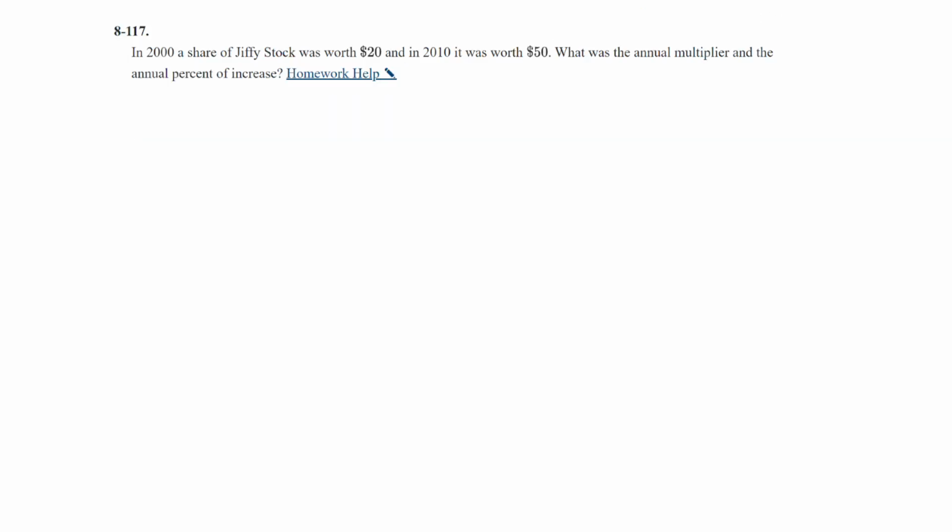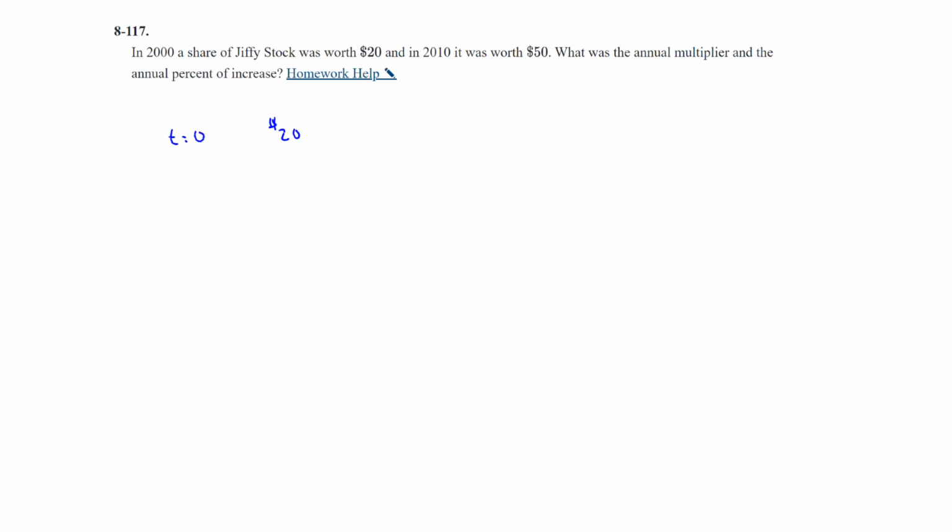Question 117. In 2000, a share of Jiffy stock was worth $20, and in 2010, it was worth $50. What was the annual multiplier and the annual percent of increase? So in the year 2000, which we'll just say is at time 0, the stock was worth $20.